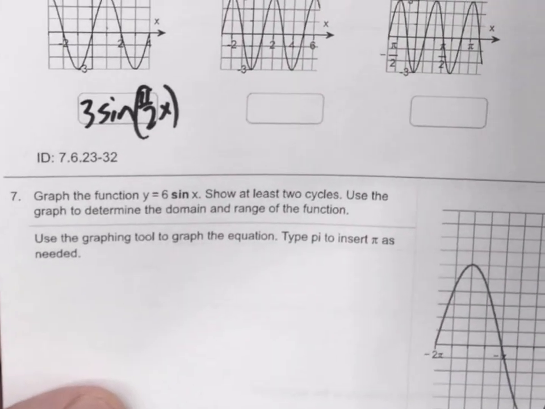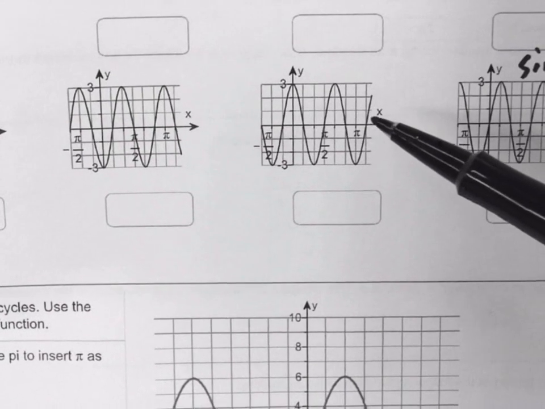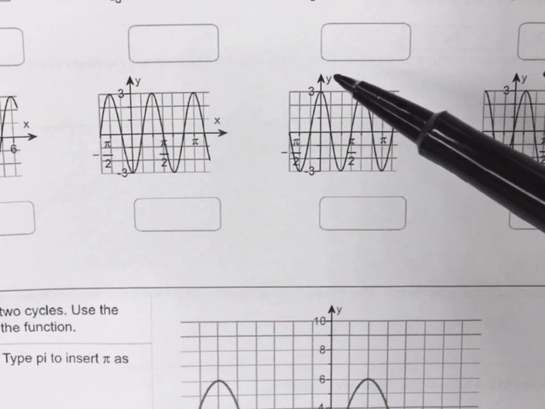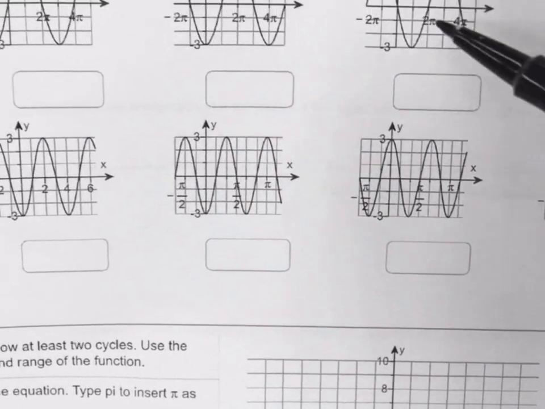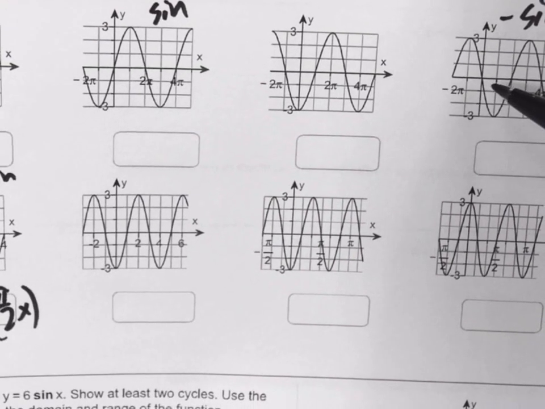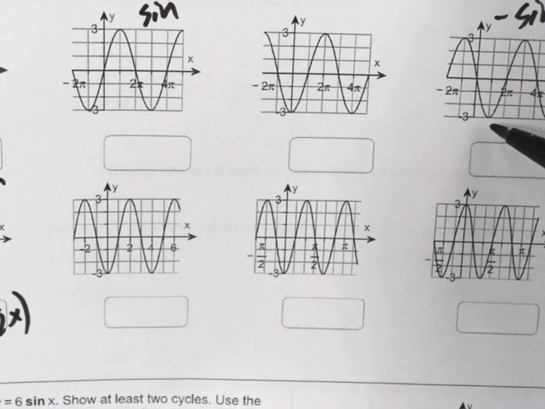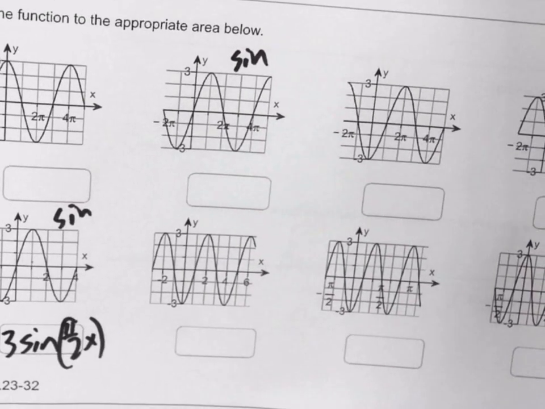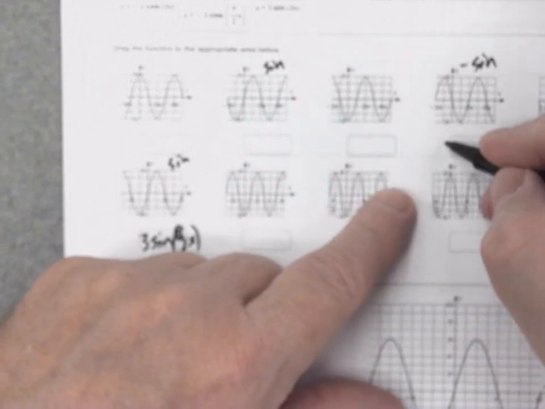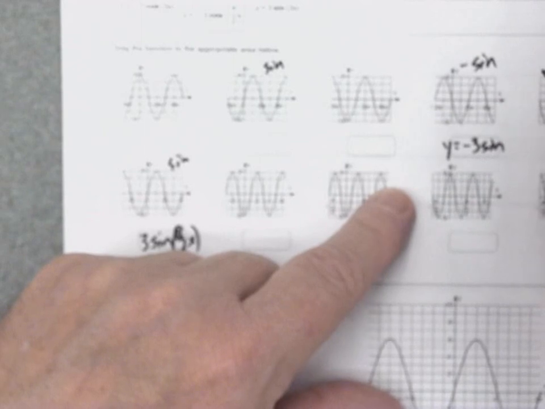Are there any more? How about this one right here? Nope, it's high. You know what? There's only one graph here where at angle 0 the function is 0 and it's actually going down. So that means it has to be this one right here. So that one I was able to do pretty quickly. I didn't even have to check the period.